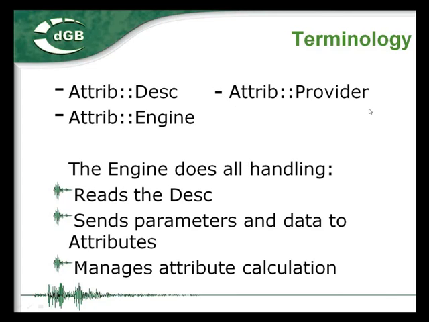And you will also hear about the attribute providers. In fact, every attribute is a subclass of those providers, which means that each attribute can thus be used as input for another attribute. This is why we call it provider. And of course, we will also talk about the attribute engine, which does all the handling. That means that it reads the description and sends the parameters and data to the attributes, and it manages all the attribute computation.